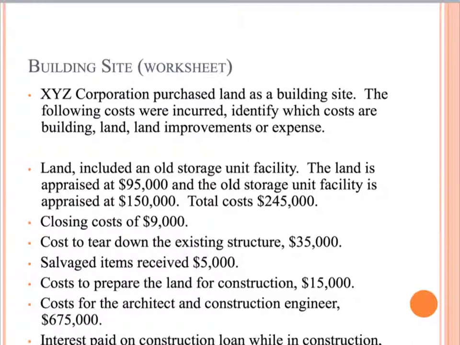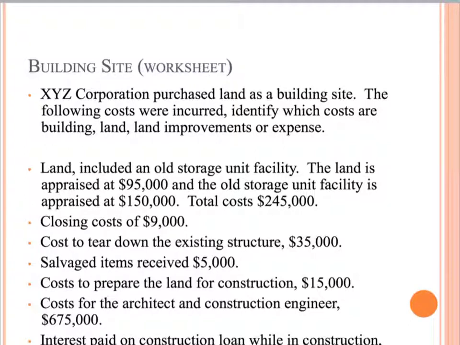If you continue looking at your worksheet, you will see that there are some notes regarding costs included in acquiring a building and costs included in acquiring land, and costs specific to land improvements. Then there is a sample item to work. That is this one. XYZ Corporation purchased land as a building site. The following costs were incurred. Identify which costs are building, land improvements, or expense.